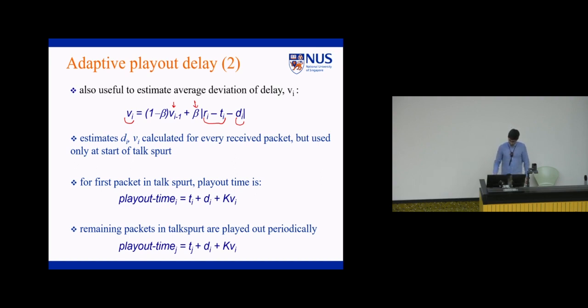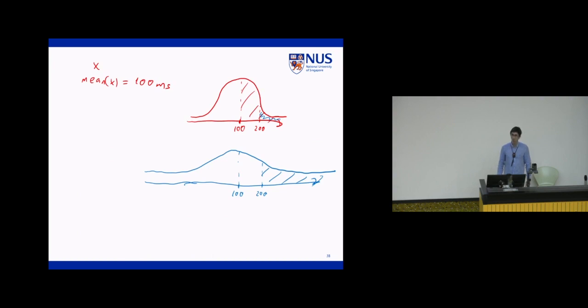And then returning to our earlier question, how much playout delay are we setting? Let's say the mean of X is mu, and the variance in delay is sigma. Well, what I can do is set my playout delay to something like mu plus some constant times the variance in the delay.